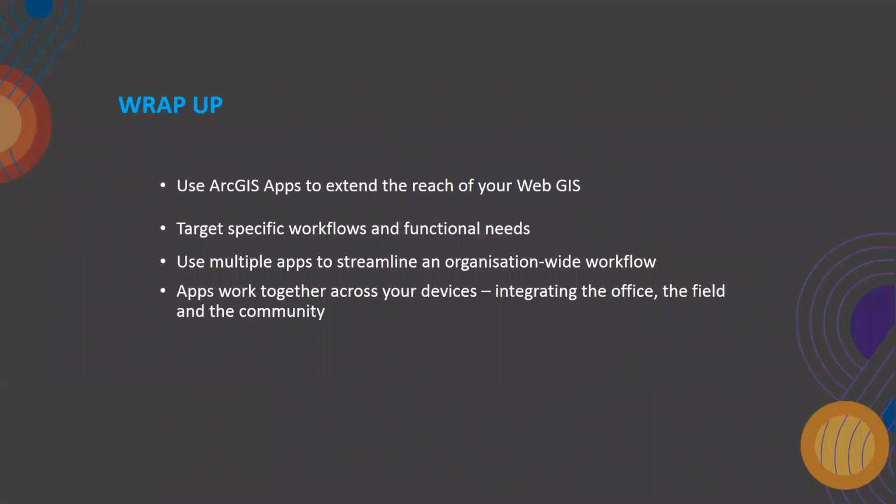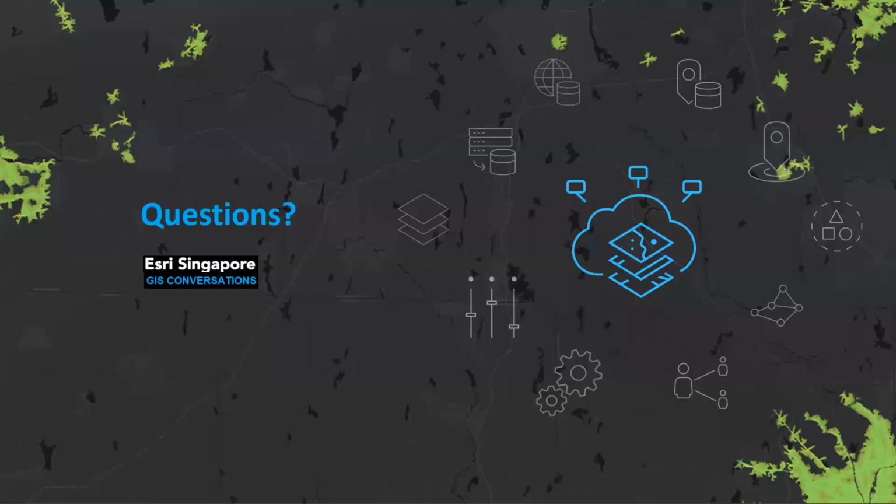And as a final note that I would like to leave with everybody, do use ArcGIS apps together to extend the reach of your WebGIS. So again, as long as you have your ArcGIS Online organizational account credentials, you should be able to access these applications as needed. You can also target specific workflows and functional needs. And as I have shown in the demo, you can use multiple apps to streamline an organization-wide workflow. And finally, these apps are designed to work together across your devices, which would integrate the Office applications, your field applications, and then finally the community-based apps. So with that, we can now proceed with the questions.